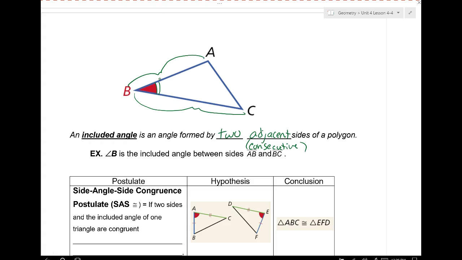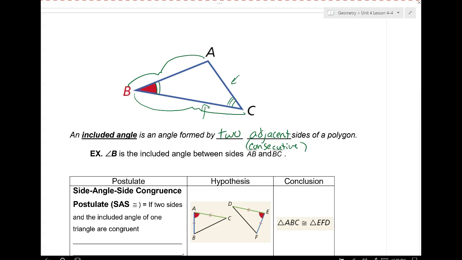Now, let's just have some fun with this real quick. What would angle A be included between? B and C. No, careful. Angle A is going to be which one? BA and which one? AC. Yeah, BA and AC. Think about it. A is repeated in both, right? What would angle C be included between? Segment A, segment C. Yeah, C is going to be included between AC and BC, right? Or CB. Exactly. They share that common vertex, right?